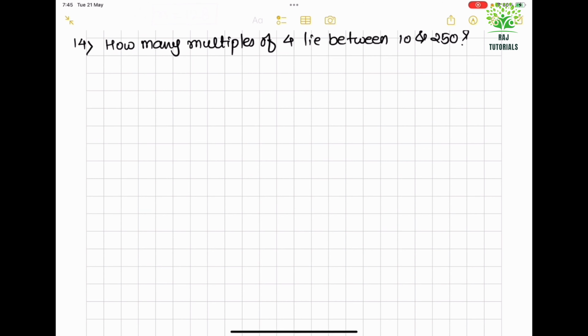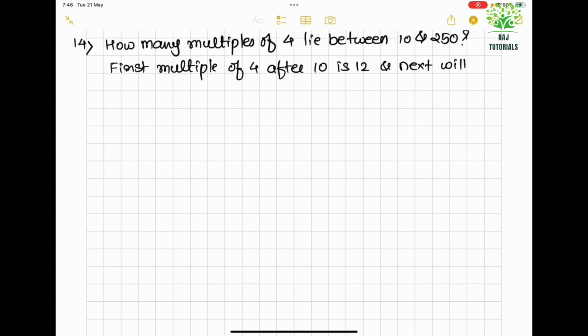Next is how many multiples of 4 lie between 10 and 250. So again doing the same way, the first multiple of 4 after 10 is 12, and next will be 16. So I can say 12, 16, 20, and so on it will go.